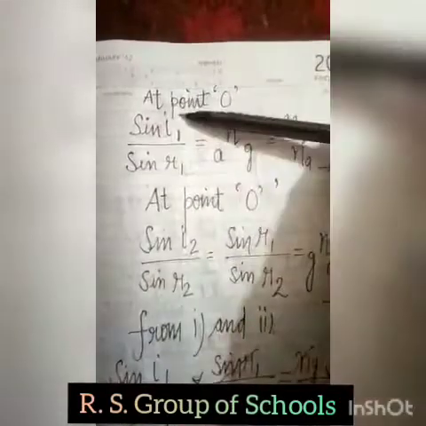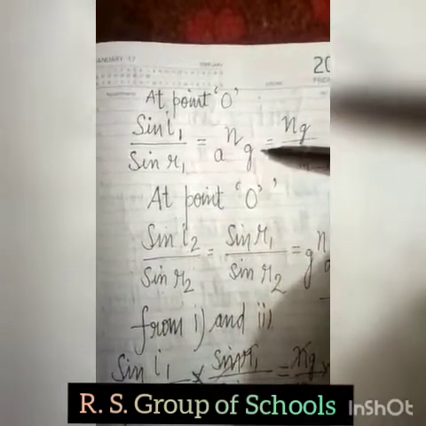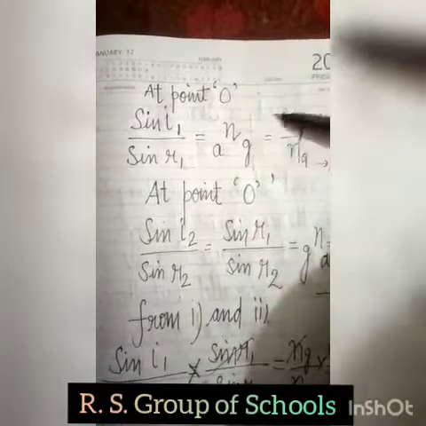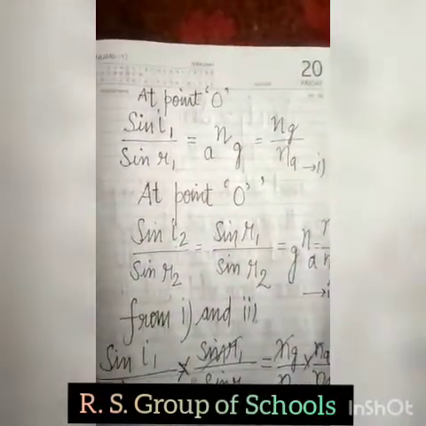It will be sine I1 upon sine R1 equal to aNg, since the ray is traveling from air to glass, and aNg equal to Ng upon Na. This is equation number 1.